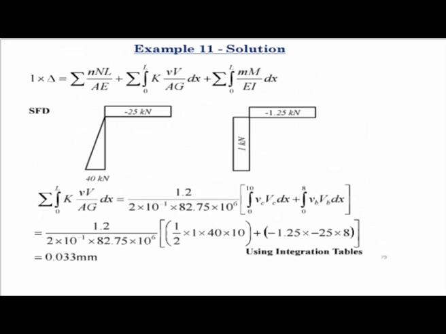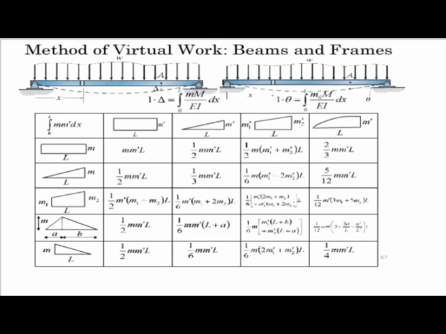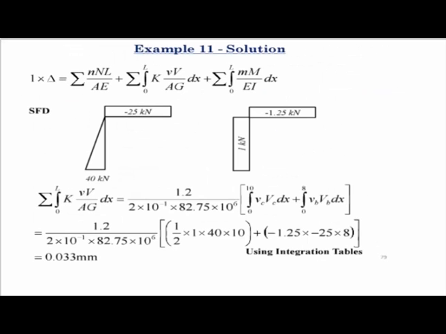So that is what we have used to calculate the deflection due to the shear deformation in the column, and the shear deformation in the beam is considered here. Both are uniform, so if you go back, for both uniform, it is m into m dash into L. So here it is minus 1.25 times minus 25 into 8, and k is 1.2, A and G are here. So this is the deflection at that joint, point C, due to the shear deformation.